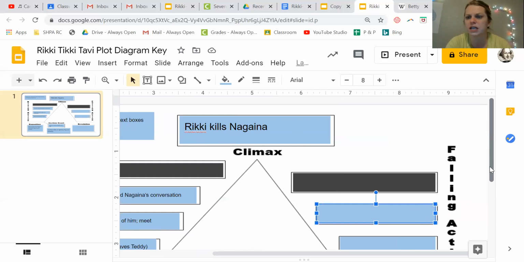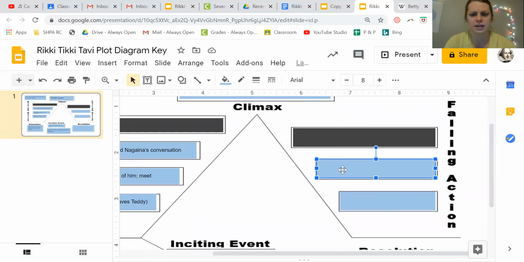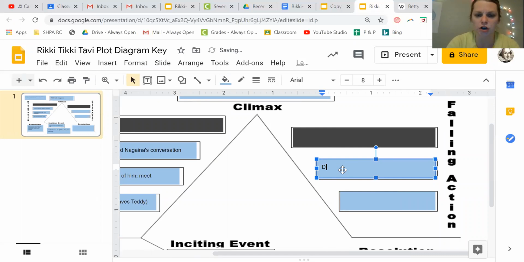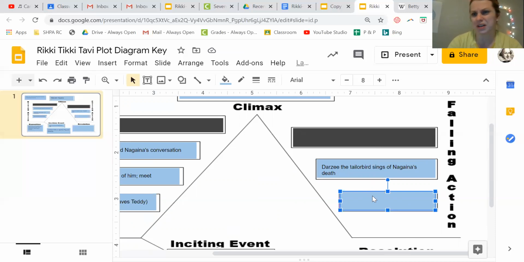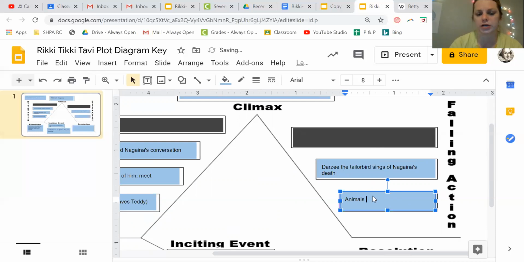So once he kills Nagina, it's a lot more relaxed. And the first thing that happens is Darcy, that silly bird, that silly tailor bird. Darcy, the tailor bird, I just like saying tailor bird, sings of Nagina's death. So he is like, he's flaunting it, he's bragging that Rikki has saved them from Nagina. And so another thing that happens, which is right after that, is all the animals celebrate. It's a party.